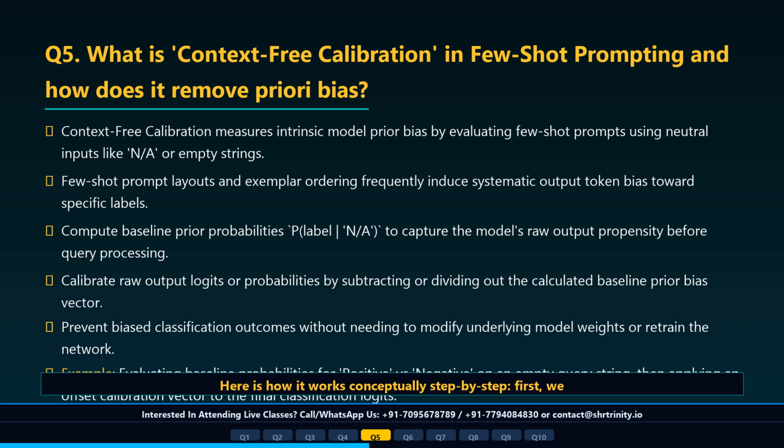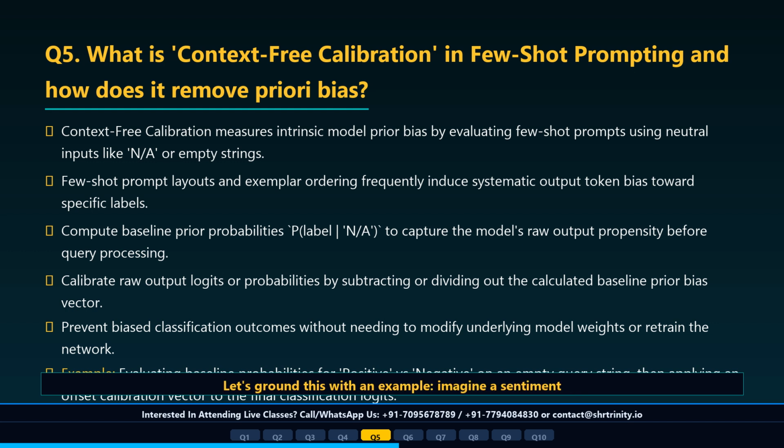Here is how it works conceptually step by step. First, we construct our standard few-shot prompt template, but instead of inserting a real user query, we substitute a completely neutral string, such as "not applicable", "UNK", or an empty string. Next, we run this neutral prompt through the model and observe the raw output probability distribution P(label | not applicable). Since the input carries zero semantic information, any deviation from a uniform distribution represents pure prior bias induced by the prompt context. Finally, during real inference, we take the model's raw predicted logits or probabilities and calibrate them by subtracting or scaling by this baseline offset vector.